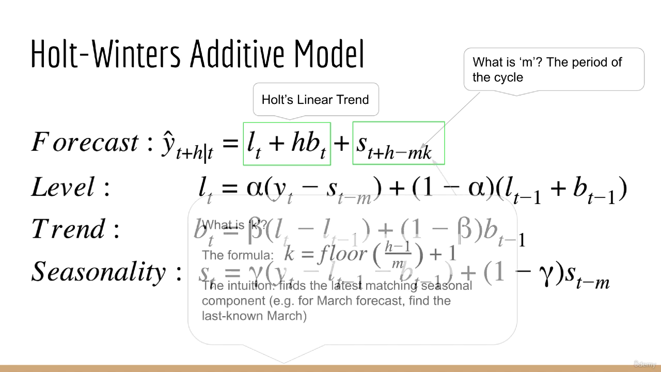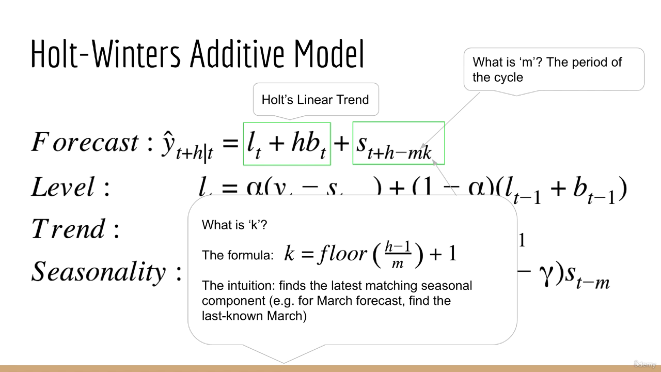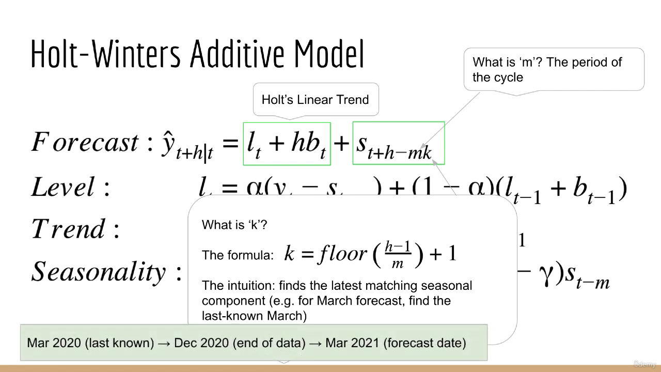But what is k? Let's ignore this strange formula for now. Intuitively, k is a number chosen so that we look back the appropriate number of steps in our training data to choose the correct seasonal component. For example, suppose that our data goes up until December 2020, and the frequency of the data is monthly. Suppose that we would like to make a forecast for March 2021. In this case, the training data is from December 2020 and any time before that. To get the seasonal component for the March 2021 forecast, we would like to use the seasonal component for the latest month of March that we know of, which is March 2020.